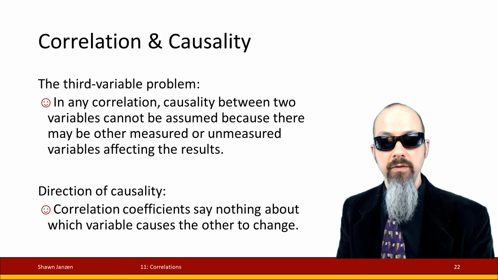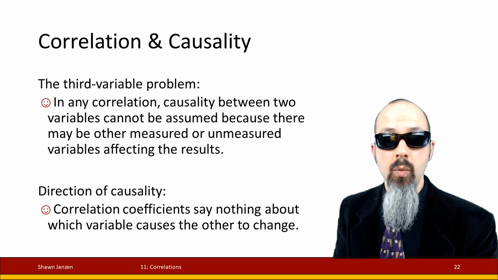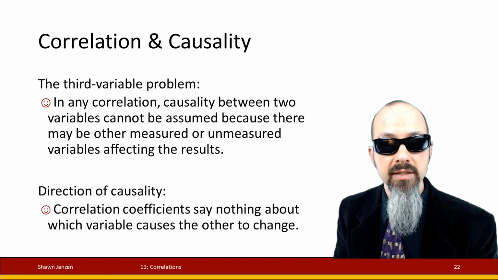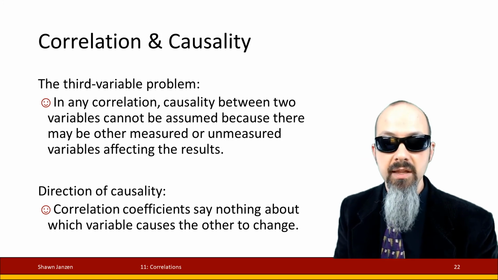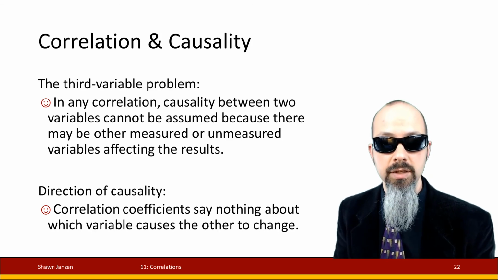And the direction of causality is just something that we have to come up with by knowing the real world and how variables react to each other. The correlation coefficient you get itself, that R value, says nothing about the way that these variables are causing each other to change. That has to come from real world knowledge.